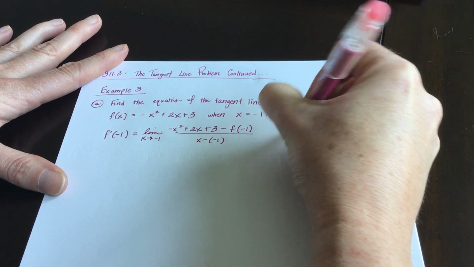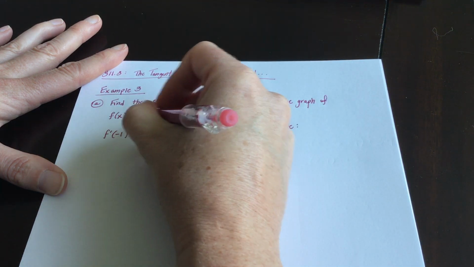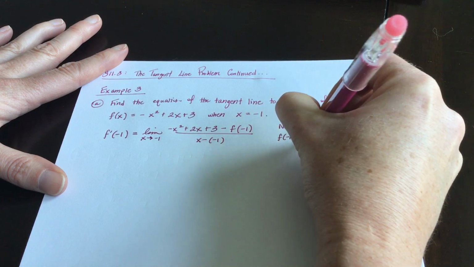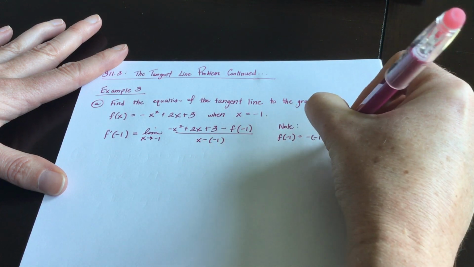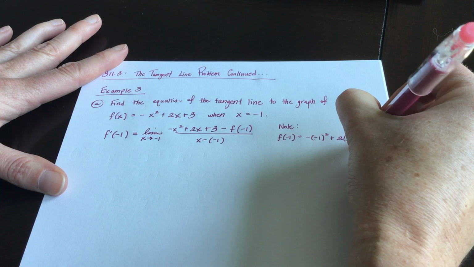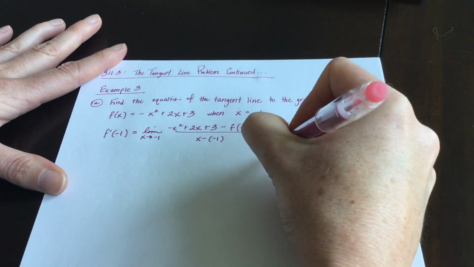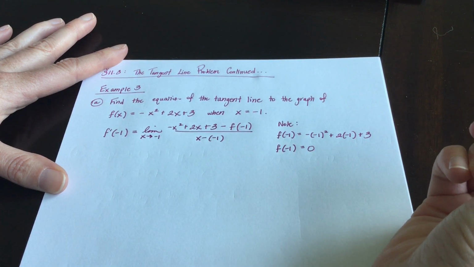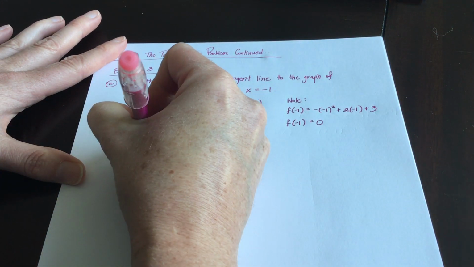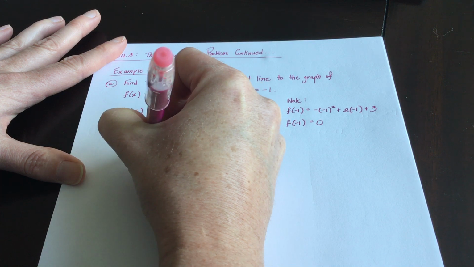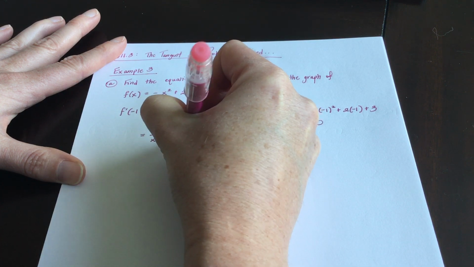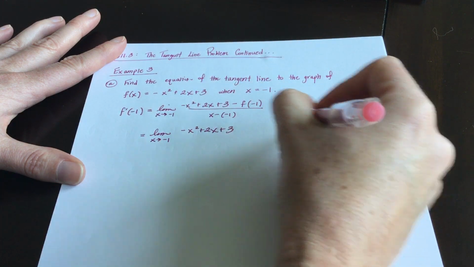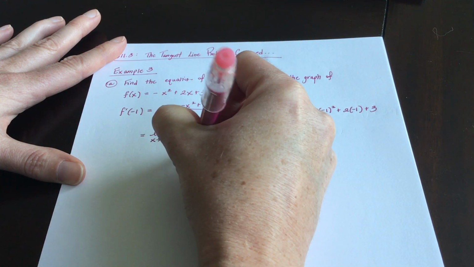A note, since they didn't tell you what the y-coordinate is, you can just figure it out yourself by plugging it in and then evaluating it, and it looks like f of negative 1 is 0. Okay, so from here then you'd have the limit as x approaches negative 1 of just negative x squared plus 2x plus 3, and f of negative 1 is 0, so on the bottom you just have x plus 1.